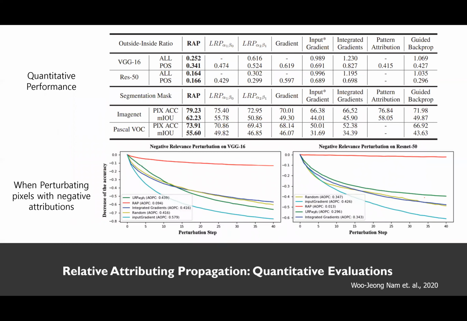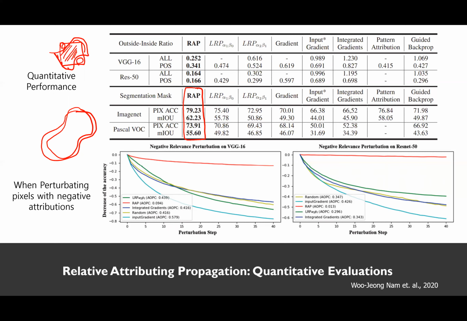If we compare the two cases by the outside-inside ratio, that is, how much of the classified attribution falls inside the box in the COCO data set versus outside of the location, we can see that the outside-inside ratio is very small for RAP compared to the other methods. And if we compare with the human-made semantic segmentation mask, RAP is more strongly correlated than the other methods in terms of mean intersection over union.